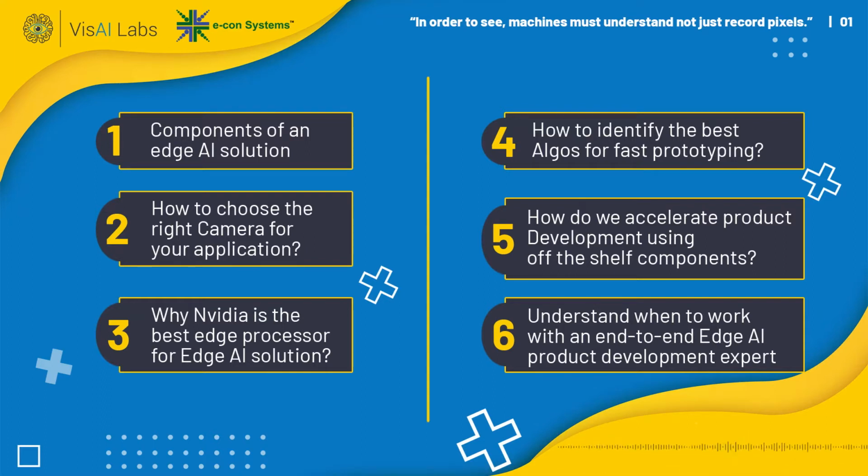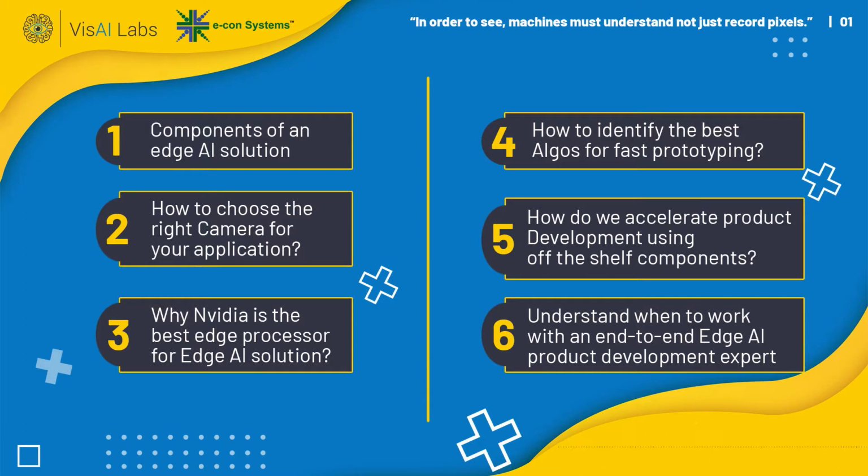So what are we going to see today? The following are the 6 things that you will learn today as part of this webinar. What are the components of an edge AI vision-based solution? And we will go into each of these components, like how to choose the right camera for your application, then how to choose the right processor, and why Nvidia is the best processor for edge AI solution, and how to identify algorithms or models for your prototyping.